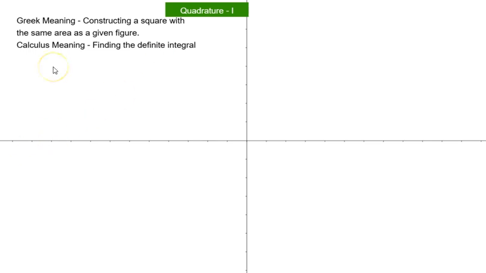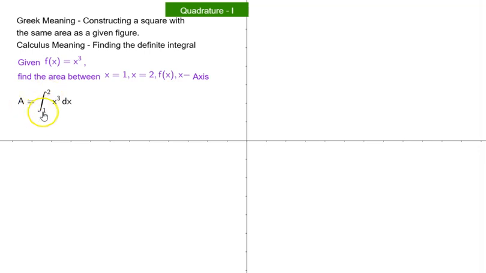Let's take an example. Given f of x equal to x cube, find the area between x equal to 1, x equal to 2, f of x and the x-axis. See, all this we have been doing in the last so many sessions. Area is equal to the integral of x cube dx from 1 to 2. Pretty straightforward. And we know the integral of this, that is A is equal to x to the power of 4 by 4 from 1 to 2.